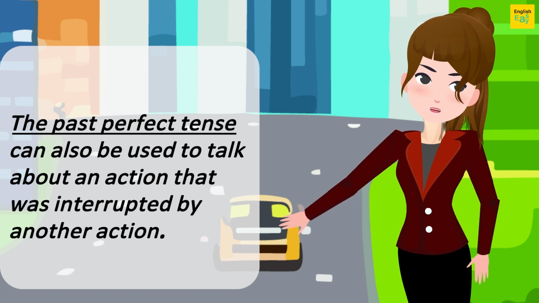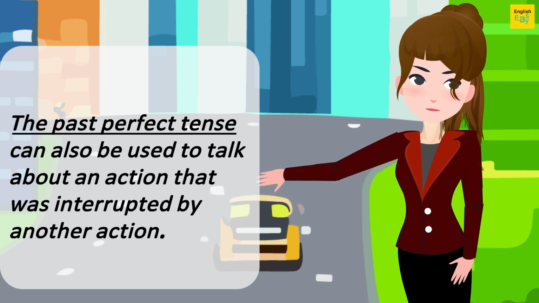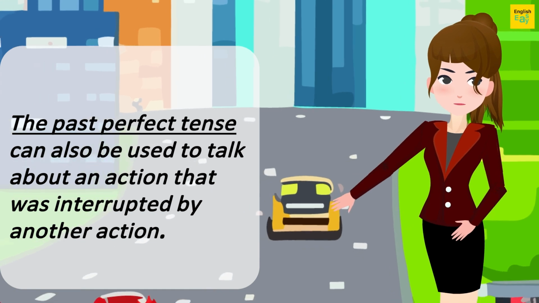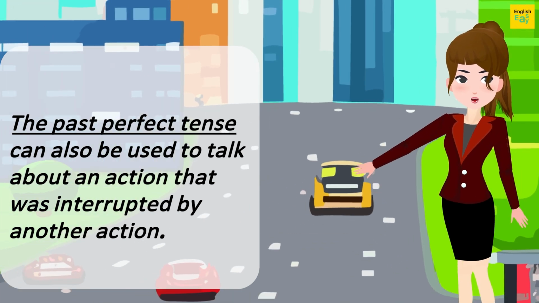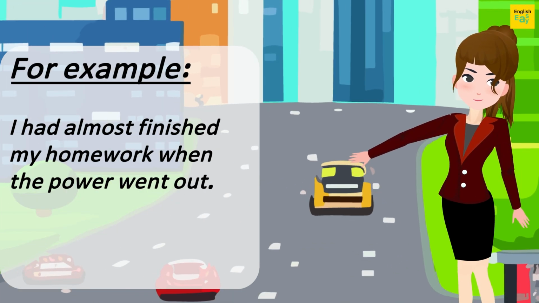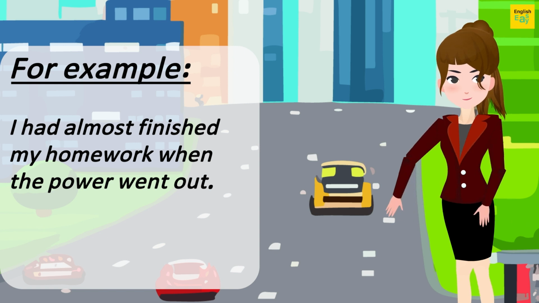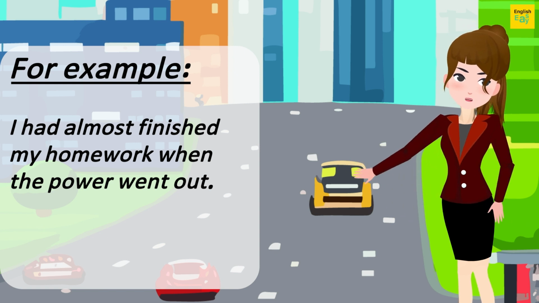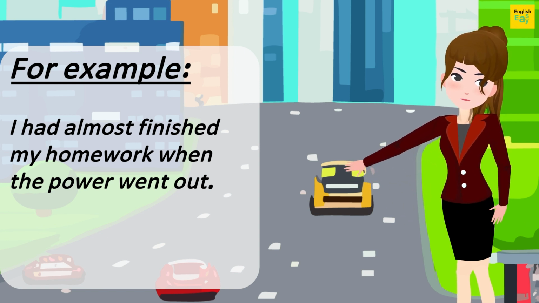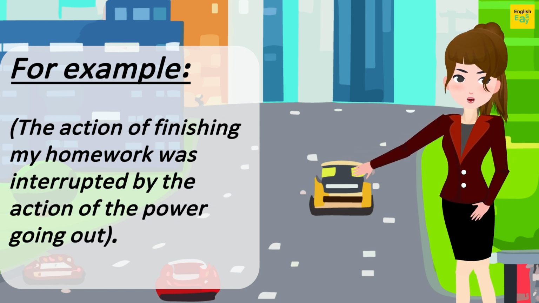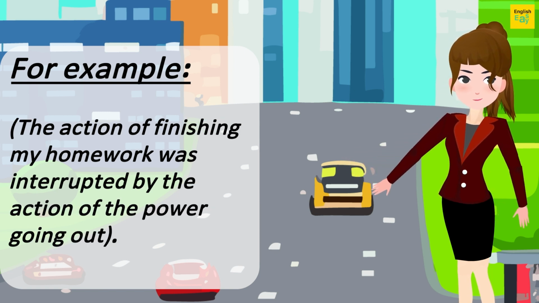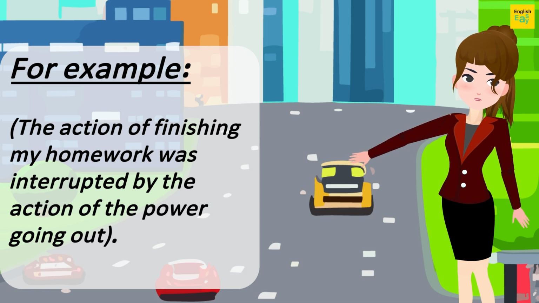The past perfect tense can also be used to talk about an action that was interrupted by another action. For example, I had almost finished my homework when the power went out. The action of finishing my homework was interrupted by the action of the power going out.